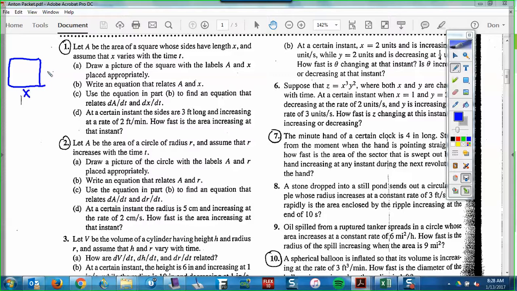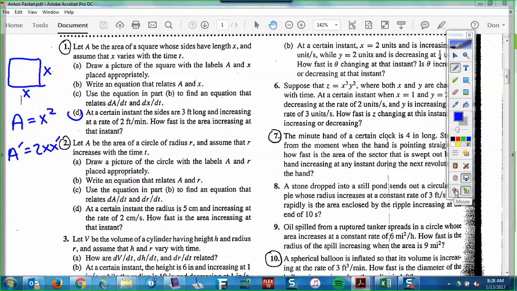So, you know, they're saying, okay, draw a picture. So step 1, draw a picture. Step 2, write an equation that relates the area. It's okay, A equals X squared. Okay, find the equation that relates A prime and X prime. Well, that'd be A prime equals 2X, X prime. You know what I mean? So all they're doing is leading you through the problem. And then the real problem is that, at a certain instant, how fast is the area increasing? So just understand that's what's going on.